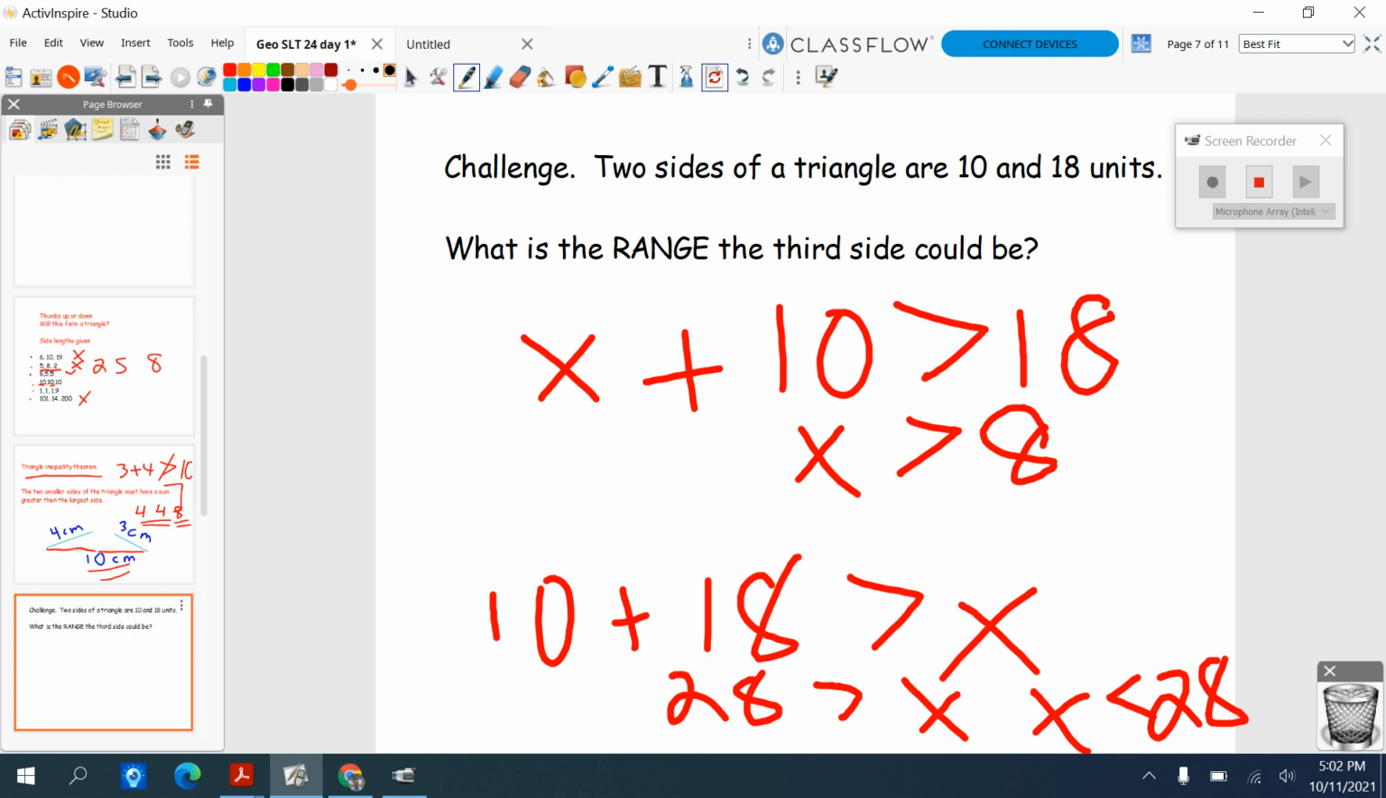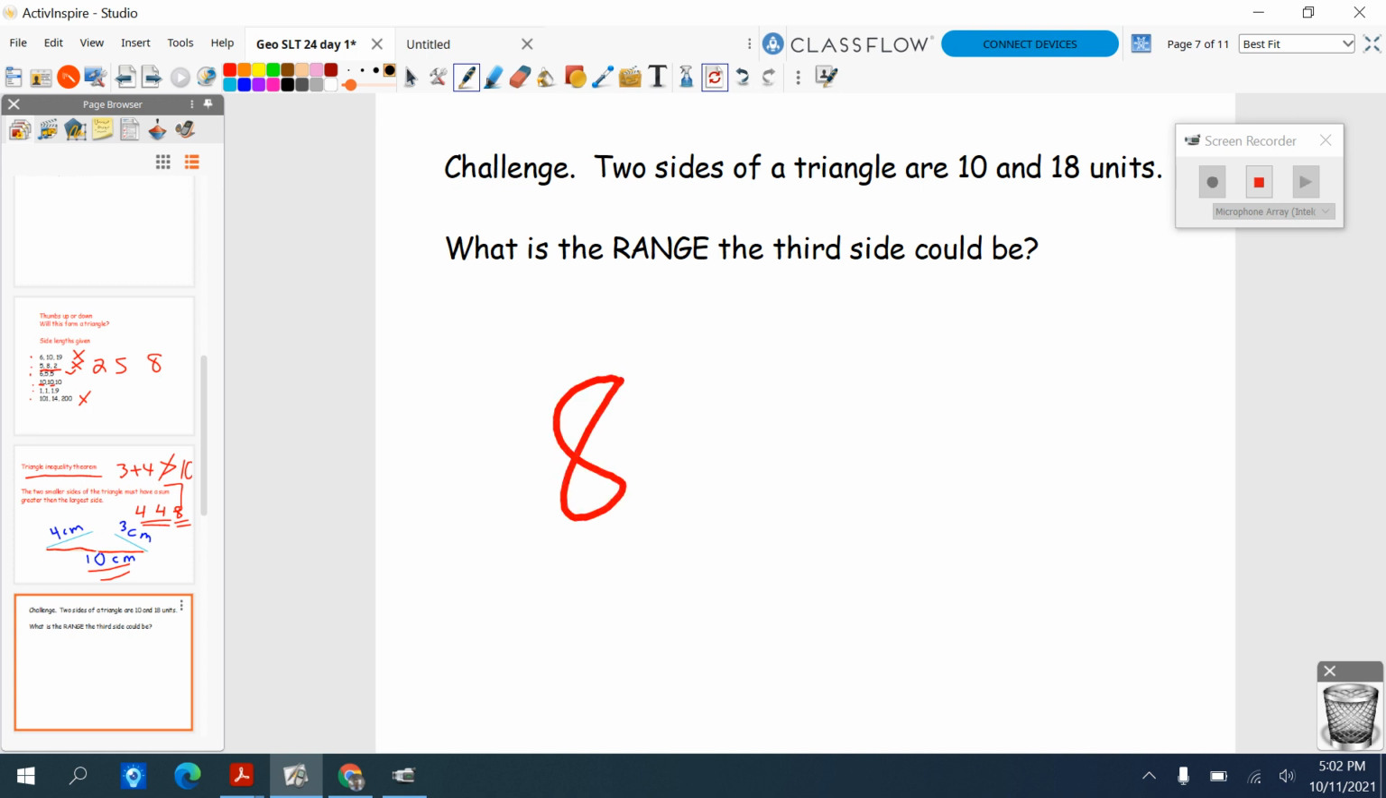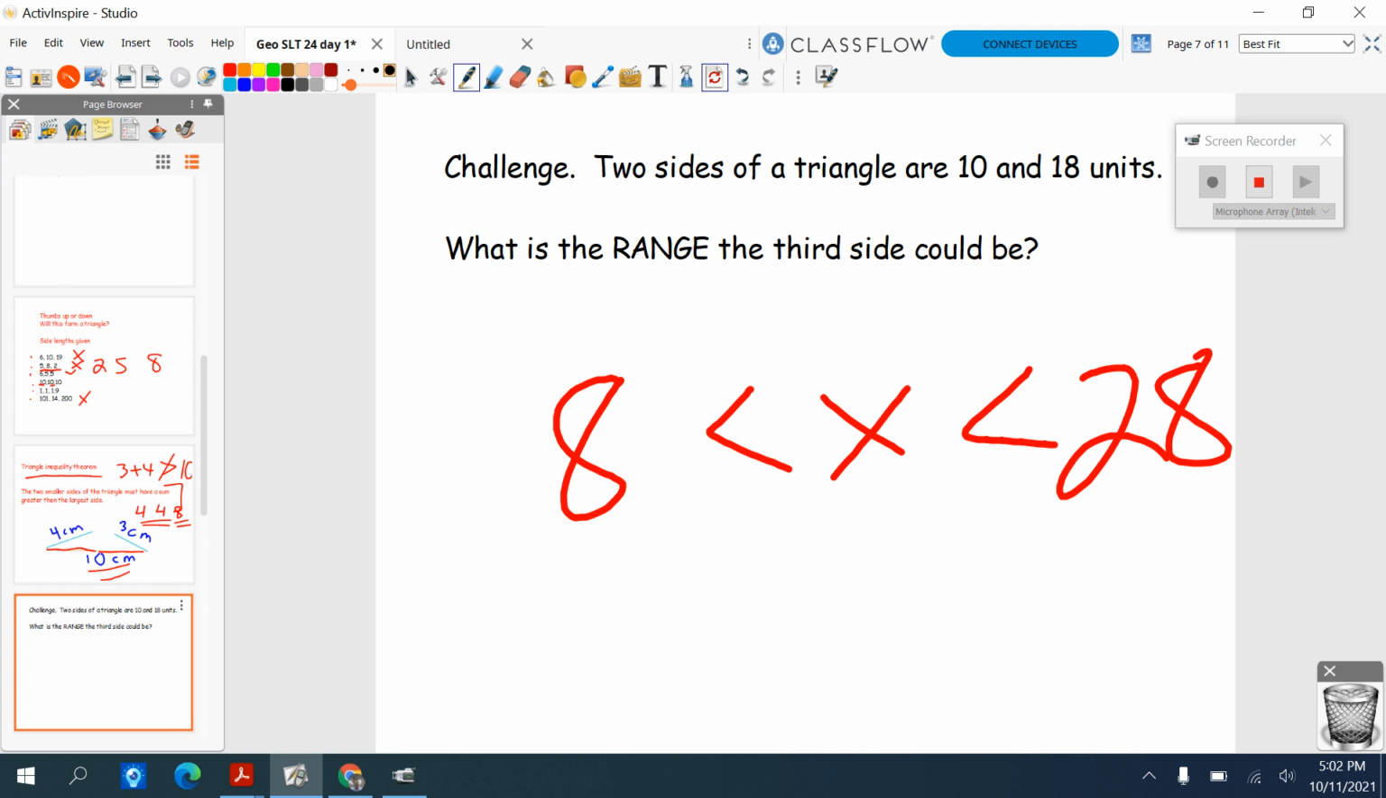So if I know that x has to be greater than 8 but less than 28, to write that, just a reminder from algebra last year, you'd write 8 is less than x, which is less than 28. This is a fancy way of saying that x is between 8 and 28, but notice it can't be 8 and can't be 28. And that would be your range of the third side.